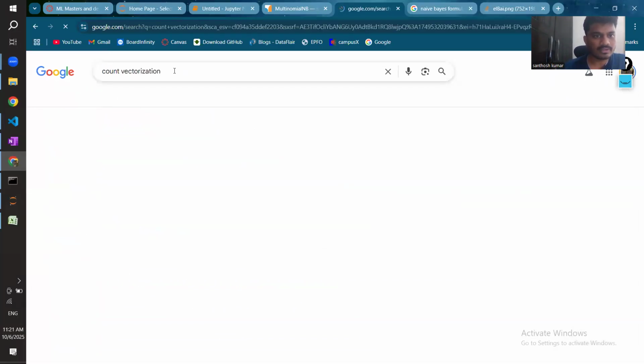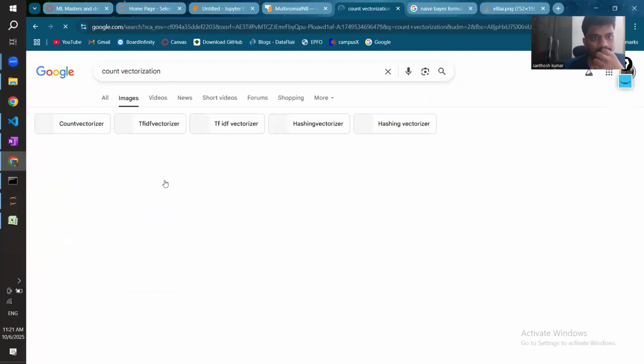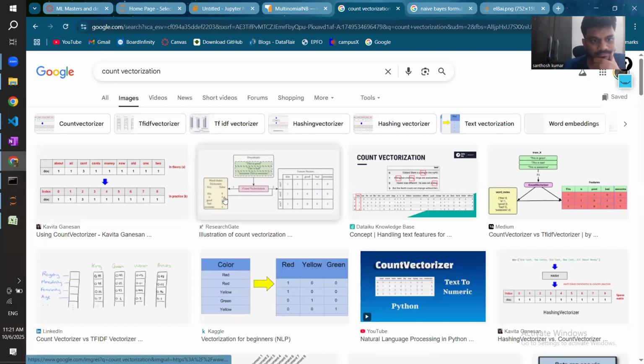When we're doing count vectorization, count vectorizer is a technique that transforms text data into a numerical representation suitable for the machine. It works by creating a bag of words where each word in the document is related to a feature, and the count of each occurrence is the value.